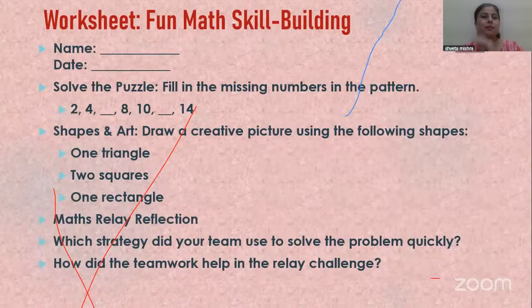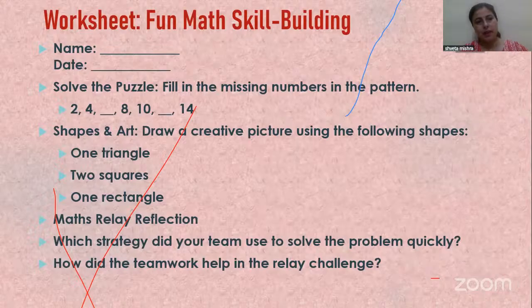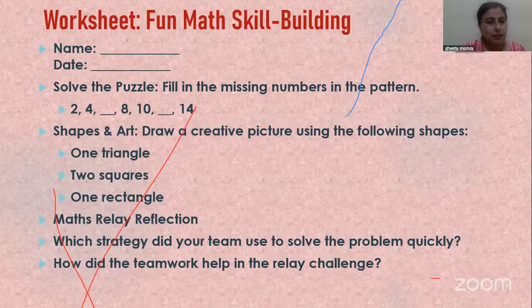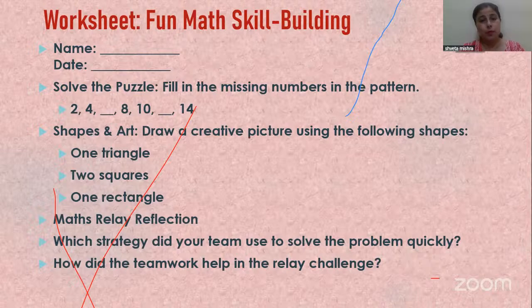Now, here is another example of a worksheet. It's a fun math skill-building worksheet. We can leave up space for the name and date to be written. Then there are certain questions which we can put up from different parts of maths. For example, first can be the puzzle. Here is an example of a missing pattern. You can create any other interesting way of doing it.